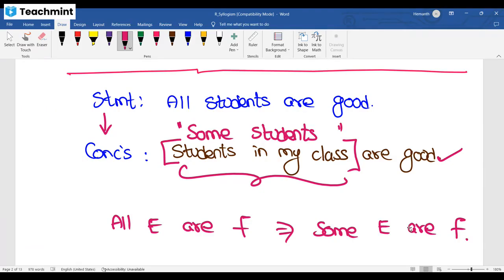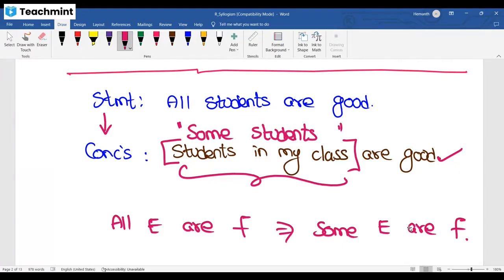You just try to think in a broad way. Syllogism is about critical thinking, logical thinking. When all is given, you can take some. Sir, what about the reverse case? Let's say the statement is some students are good, and the conclusion is all students are good. Is it correct or not? When I know that students in my class are good, I don't claim that in the entire universe all students are good. I cannot say that. That's a doubt; maybe, maybe not. So when it is a doubt, it's not a conclusion.